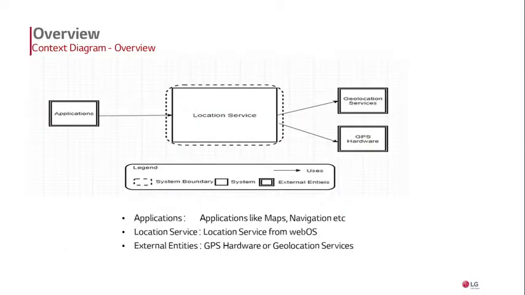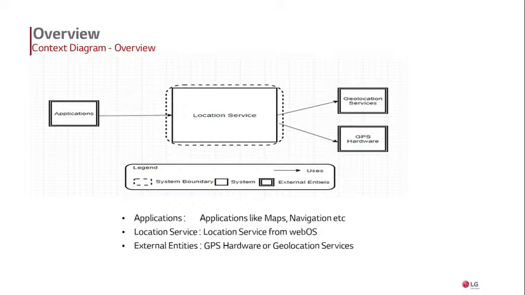Overview, context diagram of the location service is right here. Now the applications would access the location service for getting the geolocation services, basically the location services, by using the geolocation services or the GPS hardware. The geolocation services would be achieved by using the network positioning system. GPS hardware, anyway, we can access directly through the target. Applications would be like maps, navigation, etc.